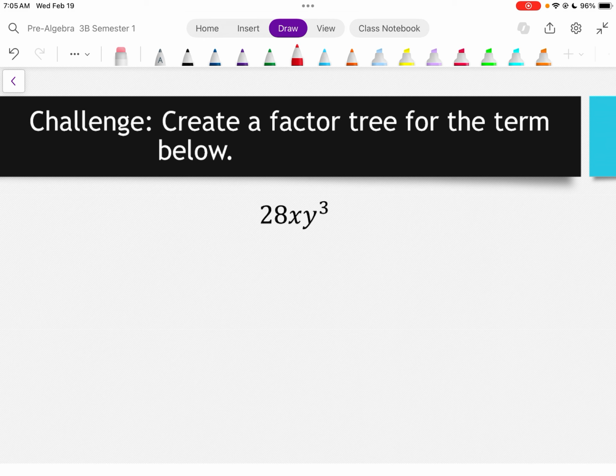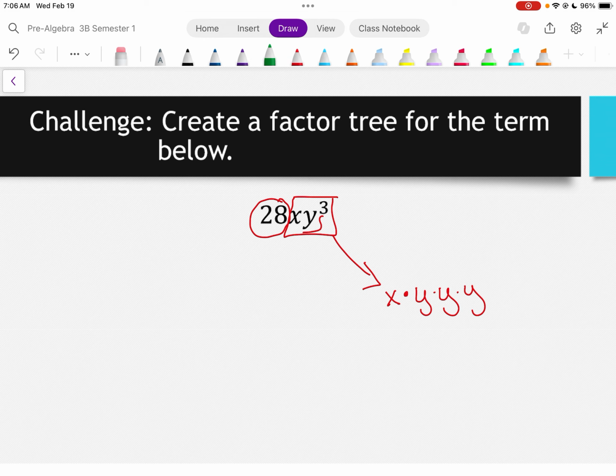Okay, so for this, we have a number and then we have our variables. So for variables, that is going to factor into x times, and y to the power of 3 means y multiplied by itself 3 times. So we're going to have 3 y's being multiplied here. With our variables, that is all you have to do for the factor tree part.